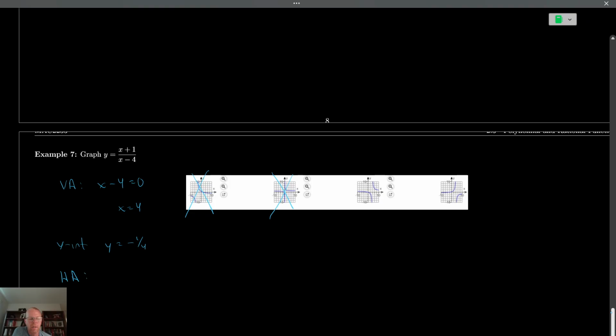Horizontal asymptote: the numerator degree is 1, the denominator degree is 1, so we're looking at the ratio of the coefficients, which are both 1, so y equals 1. And it looks like this one has a horizontal asymptote that's negative. This one has one that's positive, so it's going to be that one.